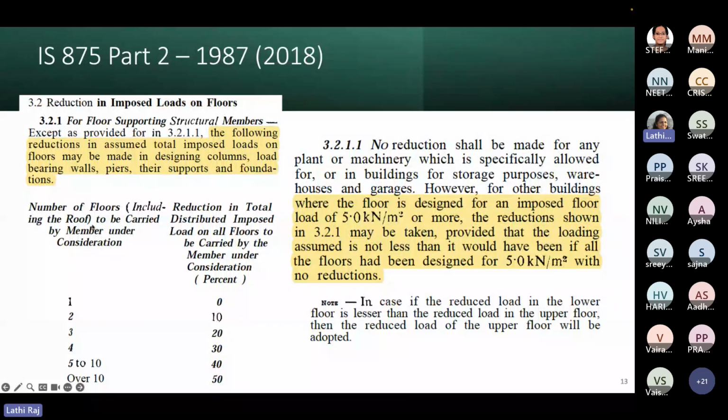So when the number of floors is up to 4, you can reduce the imposed load by 10%, 20%, 30%, and for 5 to 10 floors, you can reduce 40%. These are the imposed loads. And over 10 floors, you can reduce up to 50%. So this is how it is done.